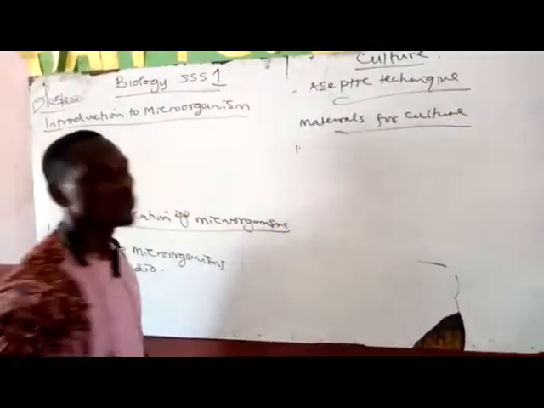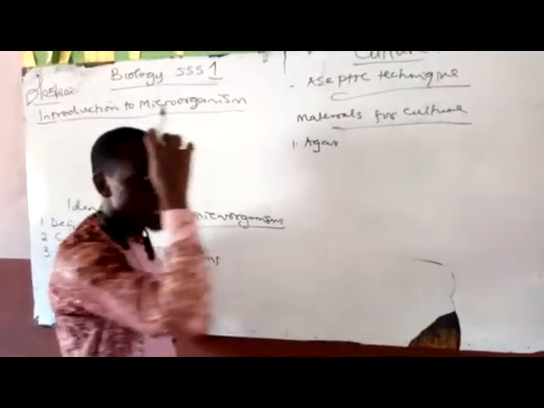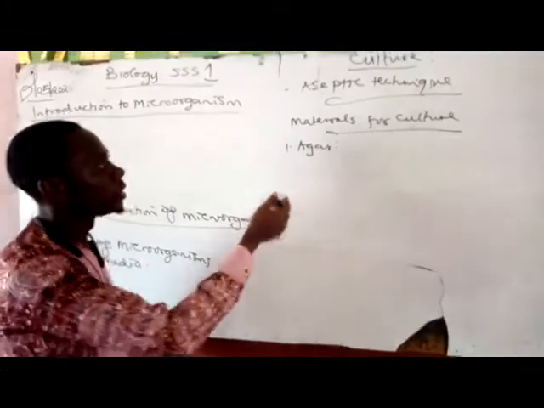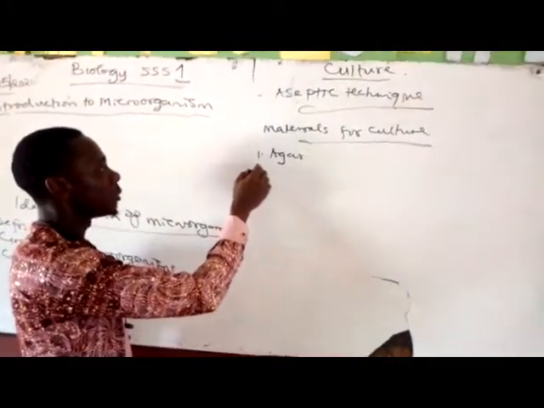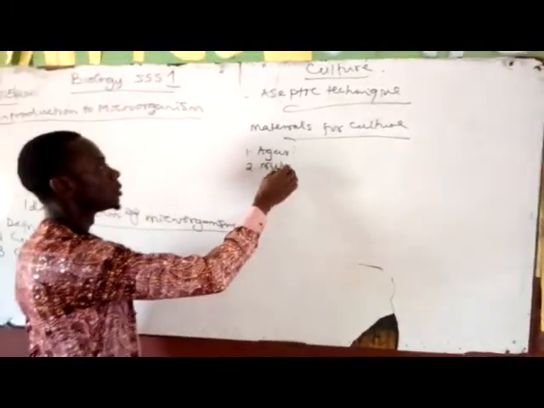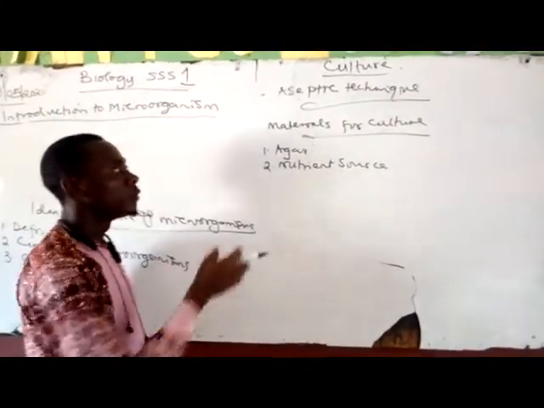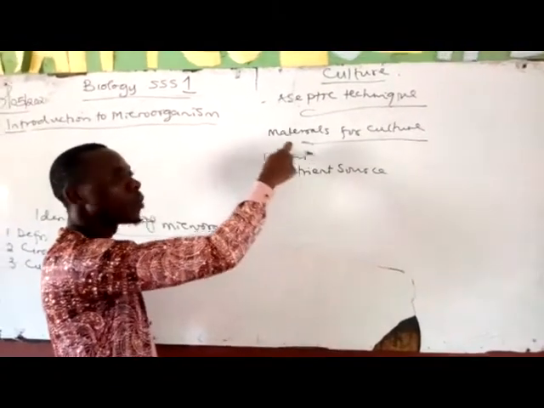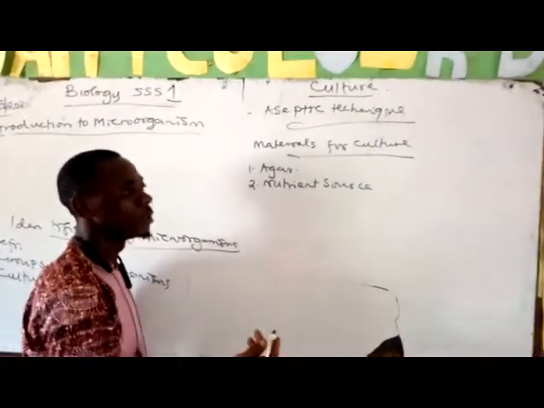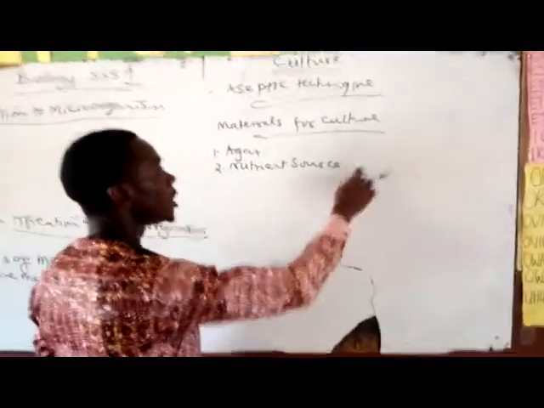The first material you need to establish a culture is what we call agar. And agar is a jelly material which we get from seaweed. That is one of the things you need to establish a culture. Then the second thing you need is a nutrient source. This nutrient source is the food material which the microorganisms you want to grow will have to feed on. Sometimes you may use a beef mesh.